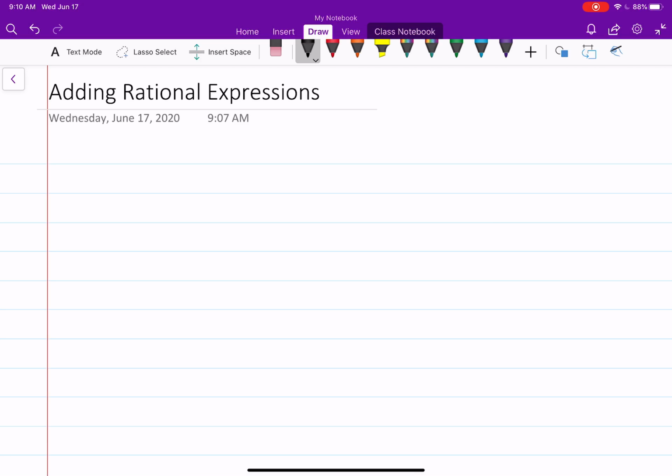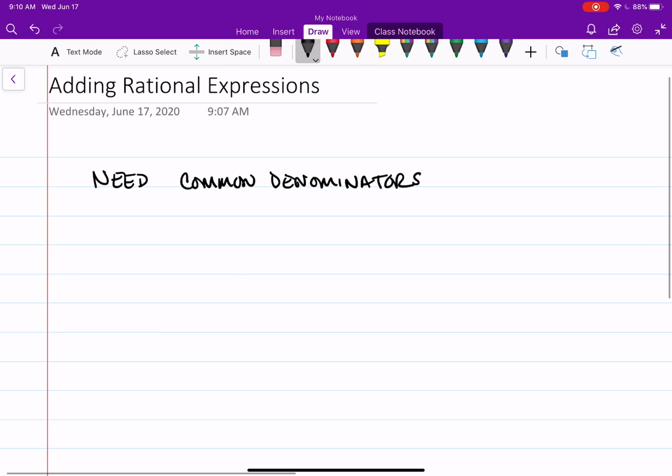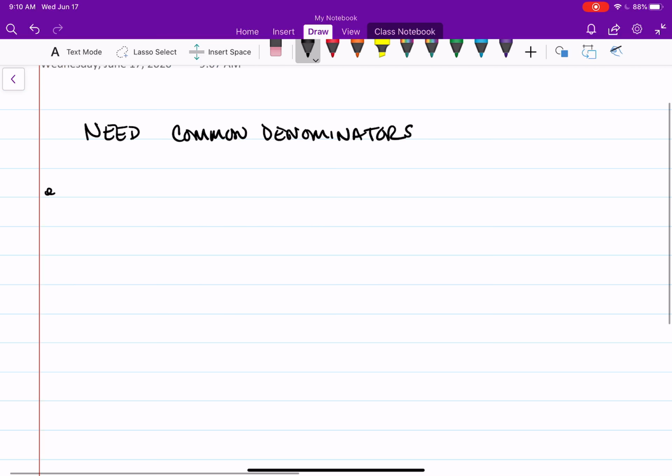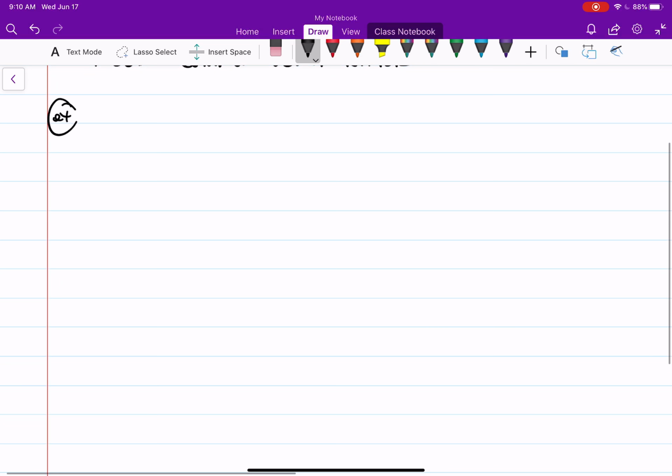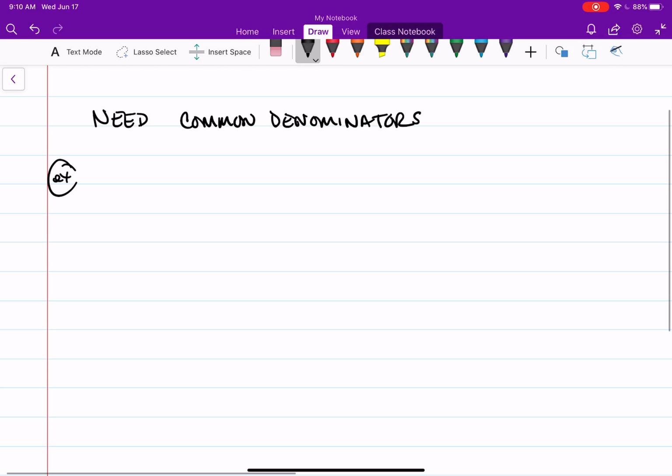All right. So again, adding fractions, we need common denominators. In order for us to add or subtract, we need common denominators. All right, so let's jump right into examples. And since we just talked about how to find least common denominators in that last session, let's go right into examples.